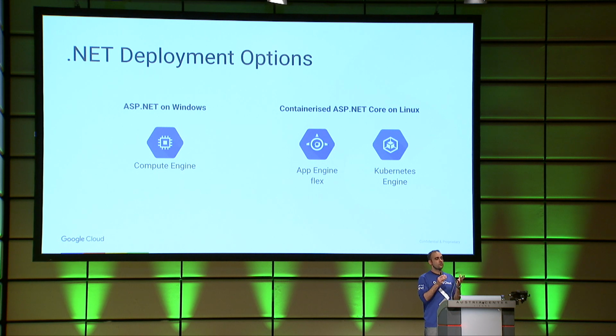So if you're a traditional .NET developer on Windows, you can get a Compute Engine instance with Windows Server, and you can deploy your application from Visual Studio or from anywhere else to that instance as if it's a normal machine. But if you switch to .NET Core running on Linux, you can take that application, containerize it using Docker, and then deploy to App Engine Flex, or you can deploy to Kubernetes Engine. And I'm going to talk about the differences of the two. But this is the choice that you have when it comes to .NET development.